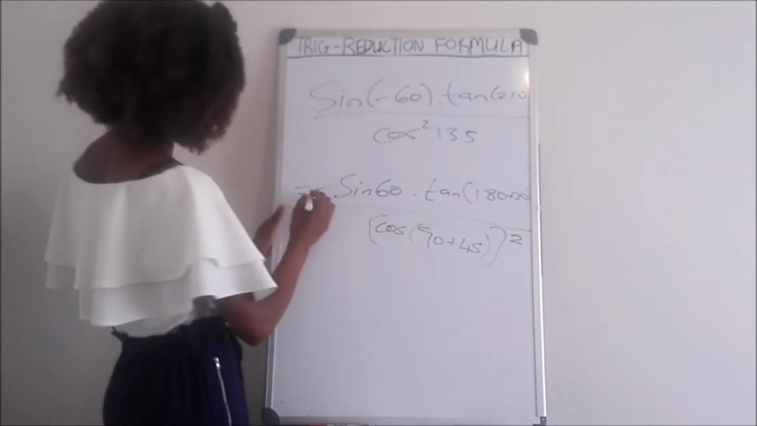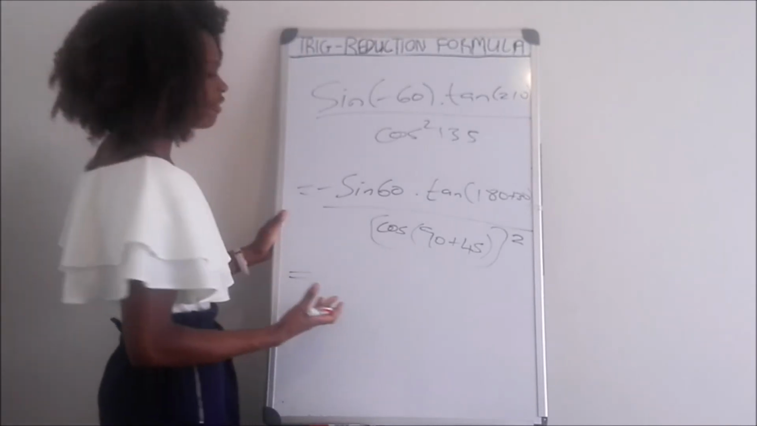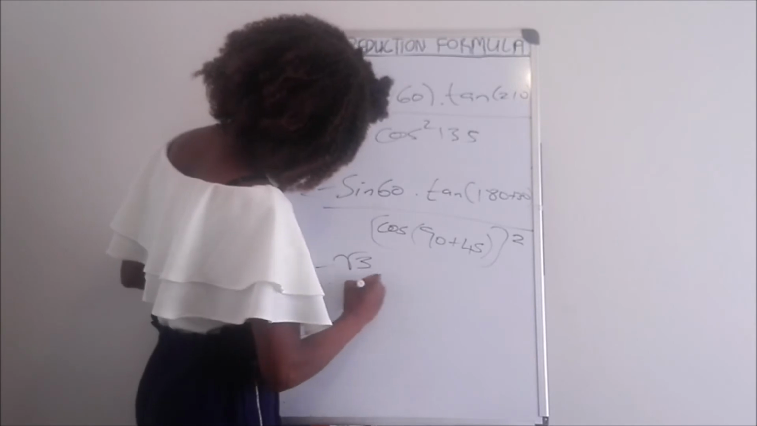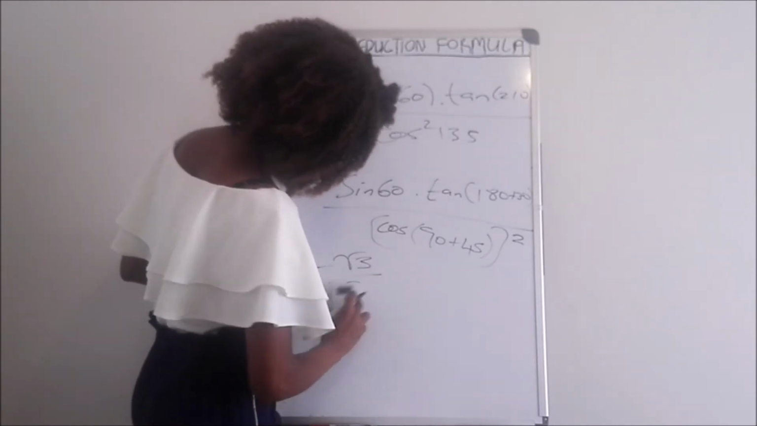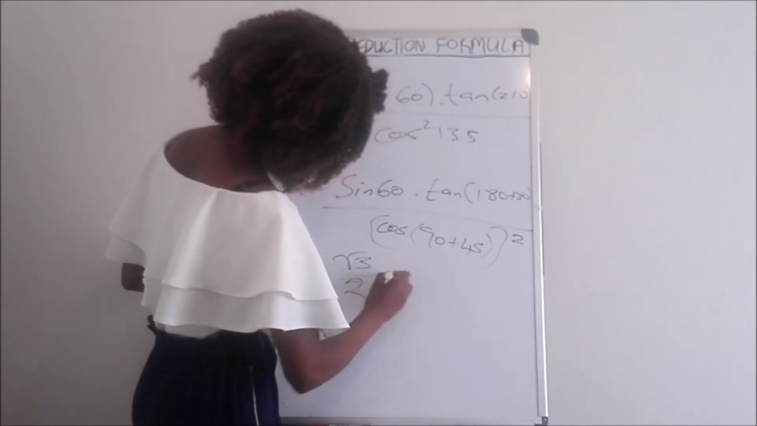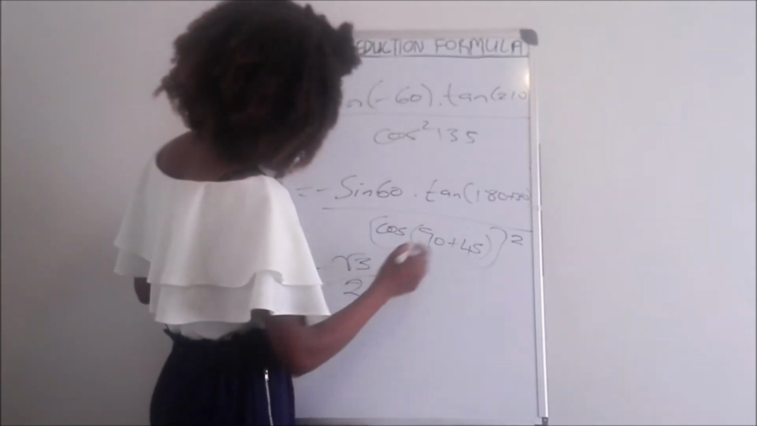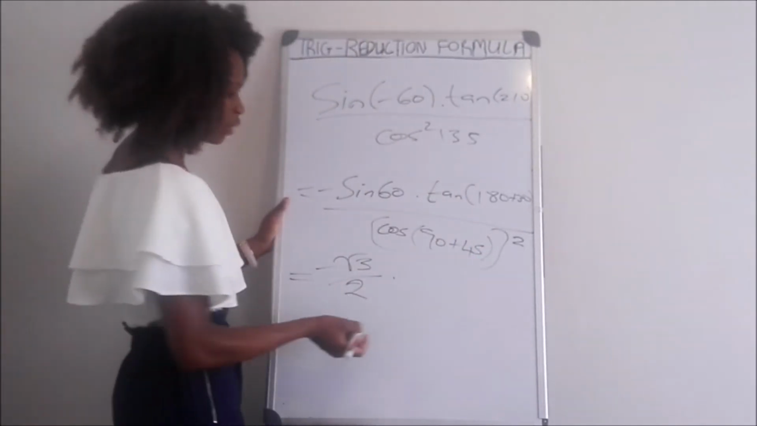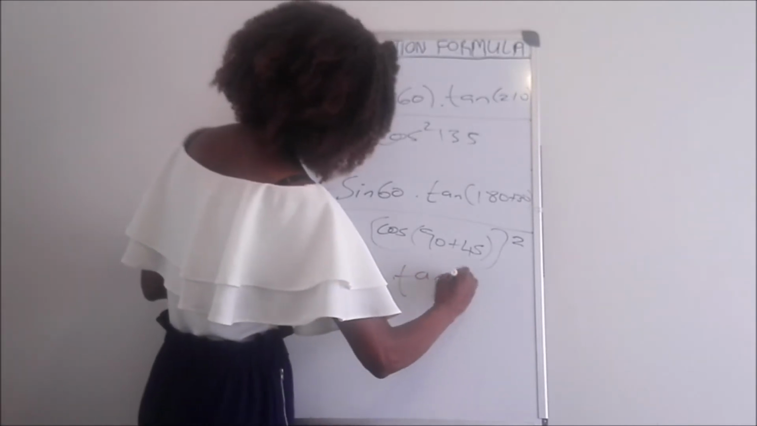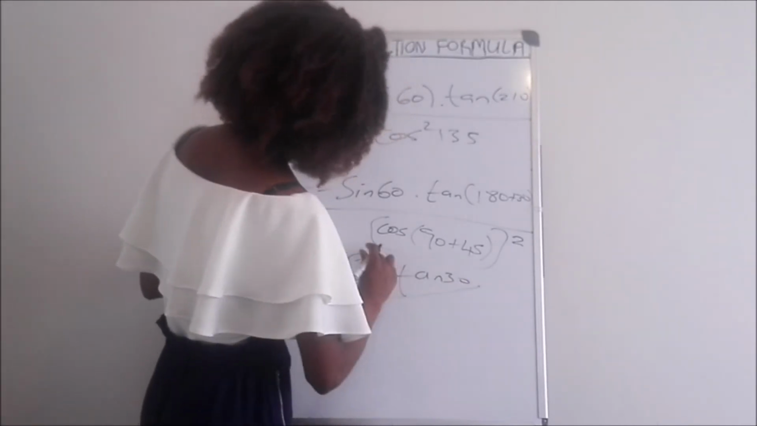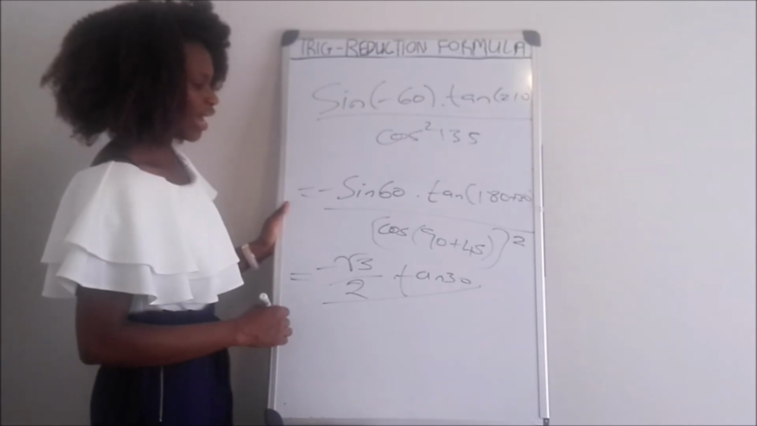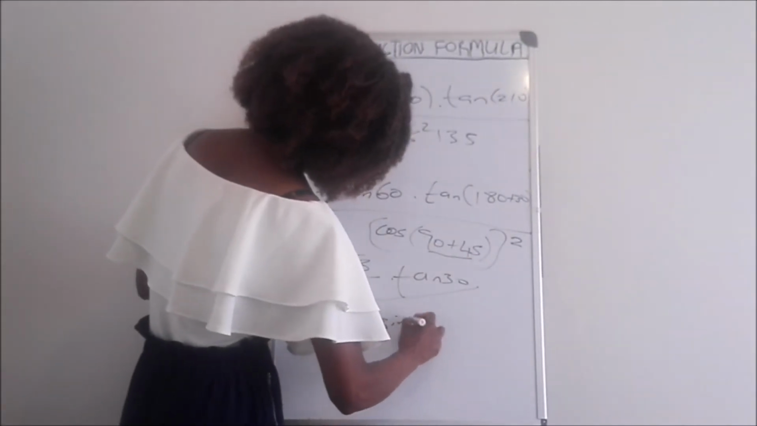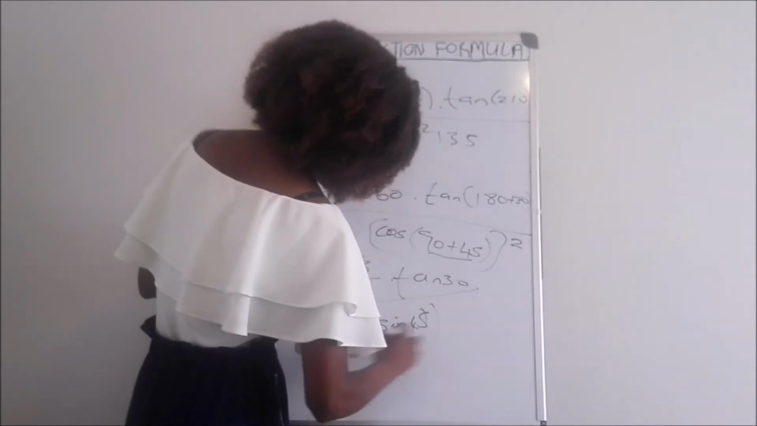Okay, and then here negative sine 60 according to special angles is equal to negative root 3 over 2, multiplied by tan of 180 plus 30. That means that we have positive tan 30 divided by cos of 90 plus 45. Because it's in the second quadrant, the answer will be negative sine 45, and all squared.